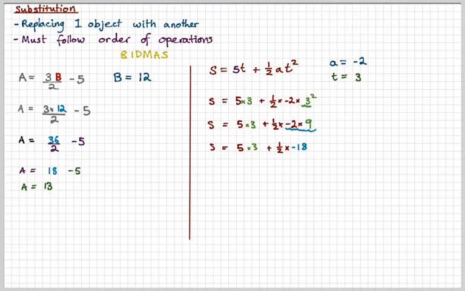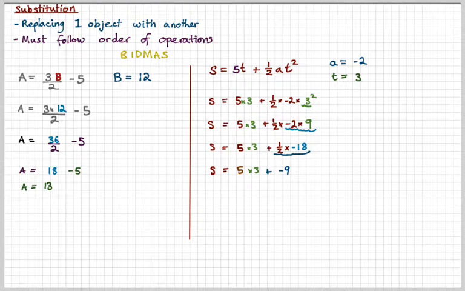Okay, now we could do a different multiplication. We could do the half times the minus 18. Well, what is a half of minus 18? Because we can replace the word times by the word of. A half of minus 18 is going to be minus 9. So we can replace the half times minus 18 by minus 9. And I kept that plus sign the same there.